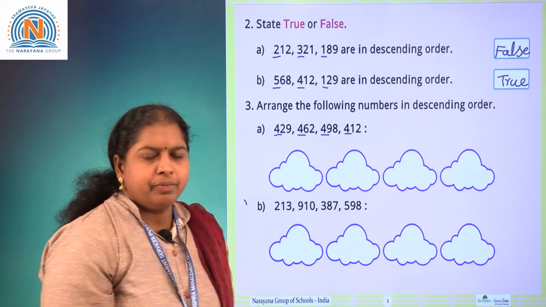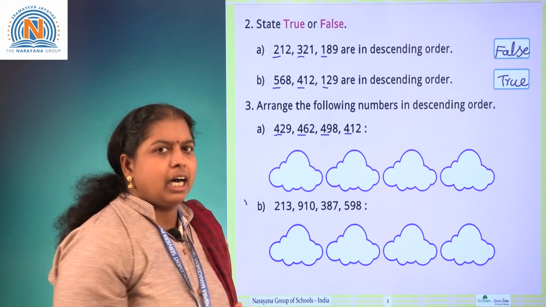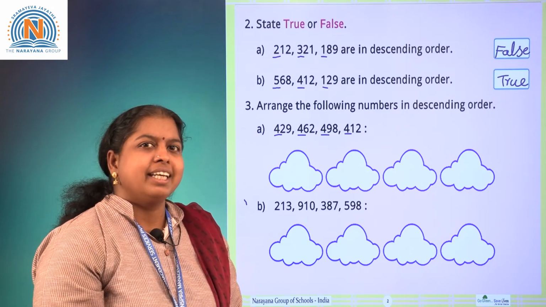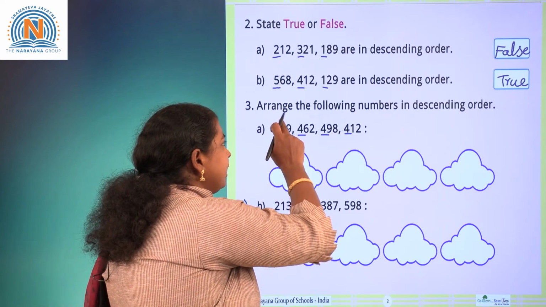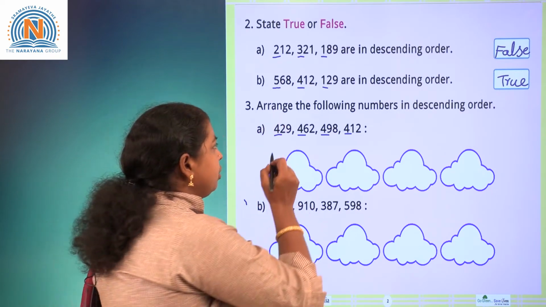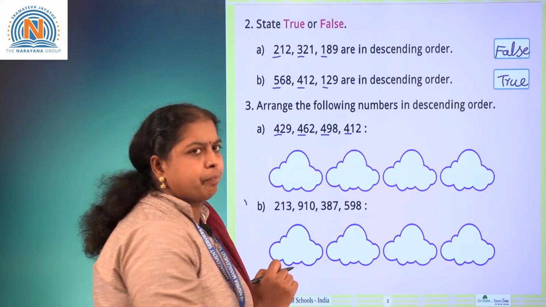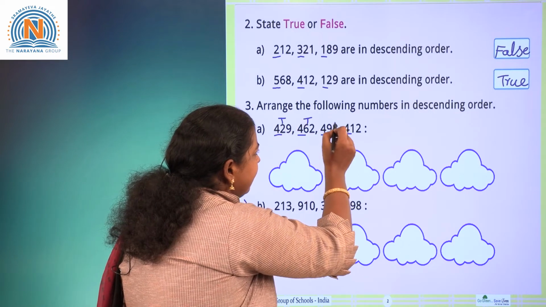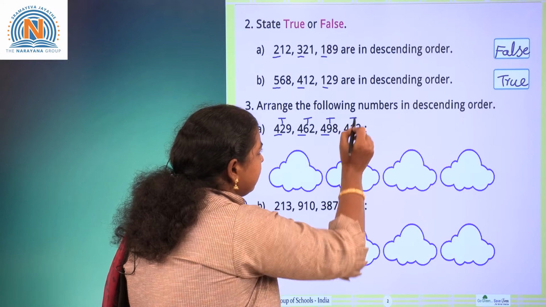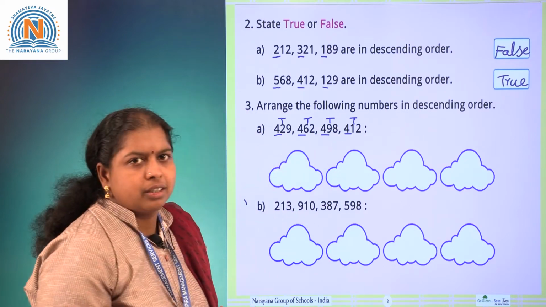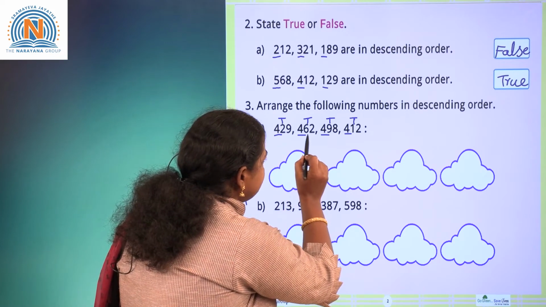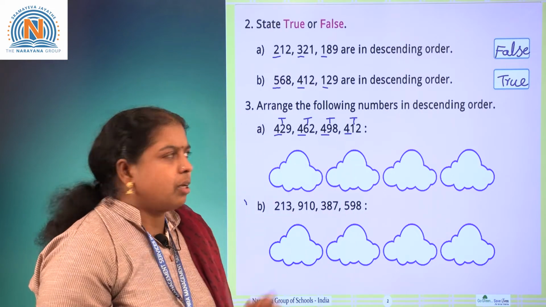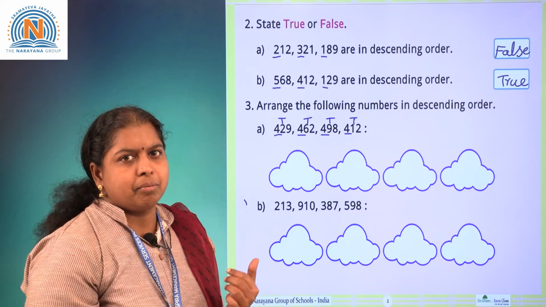If you observe, all the digits in the hundreds place are same. What will you do in such case? In such case, you need to go for the next place value. What is the next place value? That is tens place. Now you have to compare the digits in the tens place. The digit in the tens place here is 2 and here it is 6 and here it is 9 and here it is 1. Which is the greatest among all? If you observe the digit here, 2 is less than 6 and 6 is less than 9 and 1 is also less than 9. So, 9 is the greatest digit among all the given numbers.